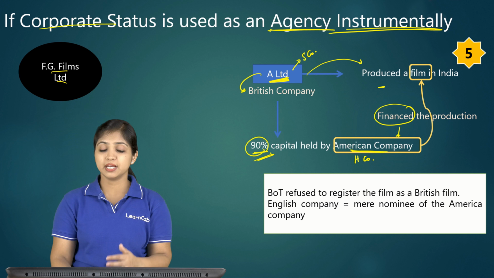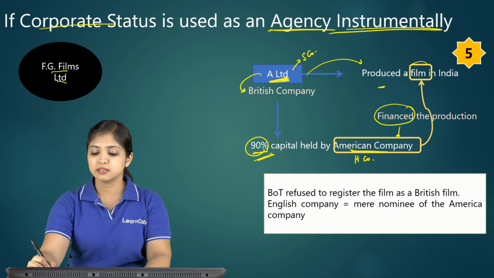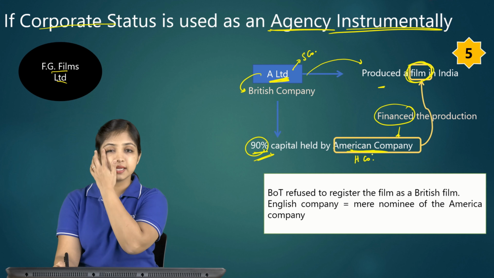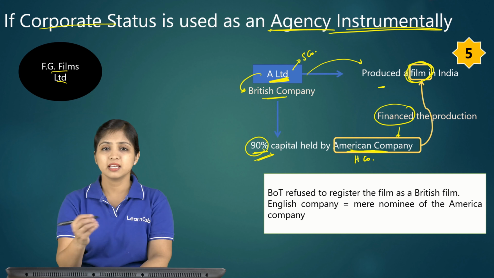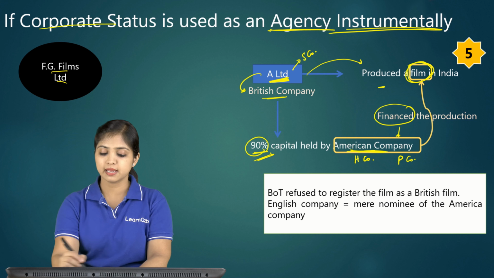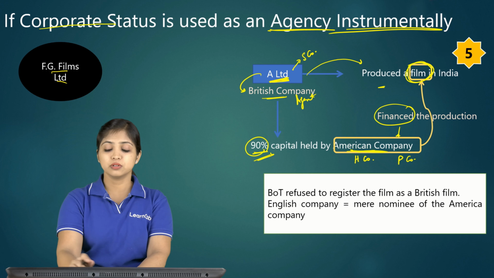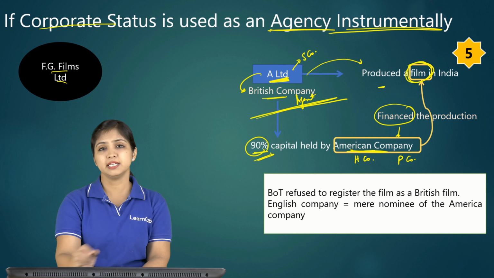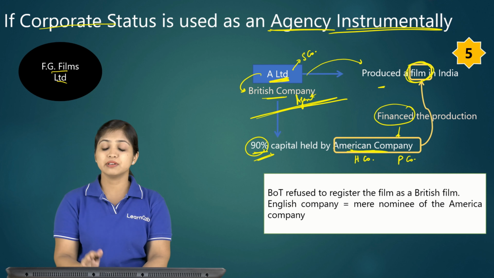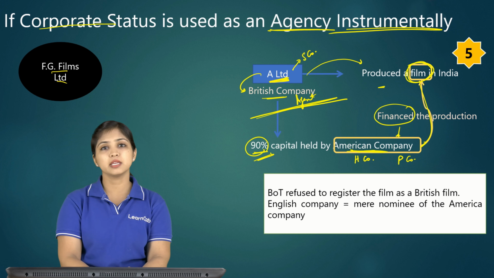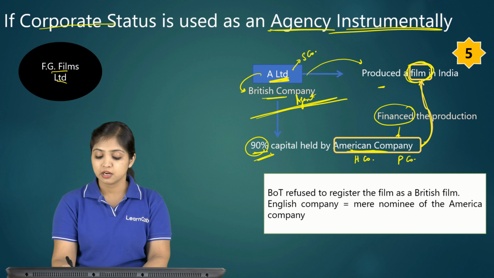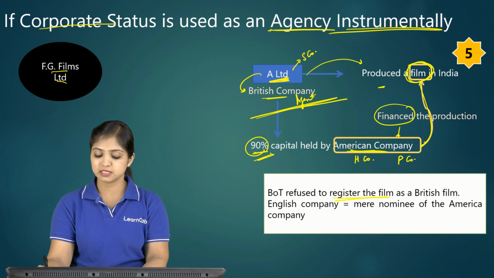So the Board of Trade refused to register this film as a British film. They said that this American company has created a British company as if this is a principal and this is the agent. So the Board of Trade held that there's a principal-agency relationship over here. I will treat this film as if it is an American film, as if it is created by the American company only. Board of Trade refused to register the film as a British film.